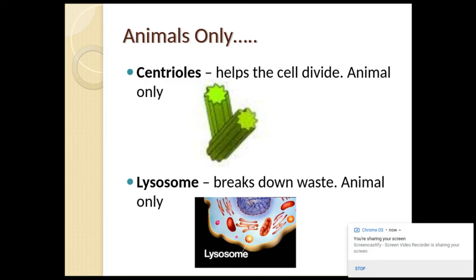Then you have lysosomes. Lysosomes are sort of like the waste disposal company of your cell. They break down waste, like broken parts and old parts of your cell. They break down those and they help get them out of the cell. So it's sort of like the trash department of your cell.